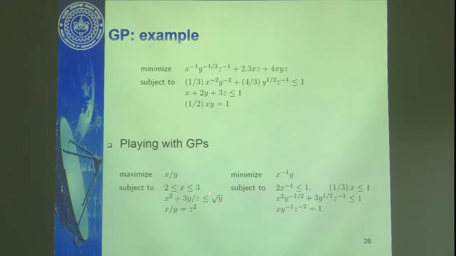Similarly, here you have square root y on this side, but I want 1 on this side, right? So, I can still divide. So, I divide everything by square root y. I get this less than or equal to 1. So, any GP, you should be able to express it in this form. That's the basic condition. If you are able to express it in this form, you can solve it.